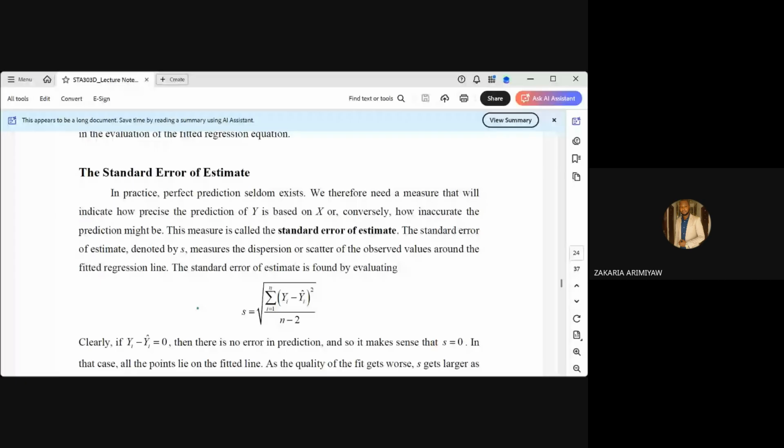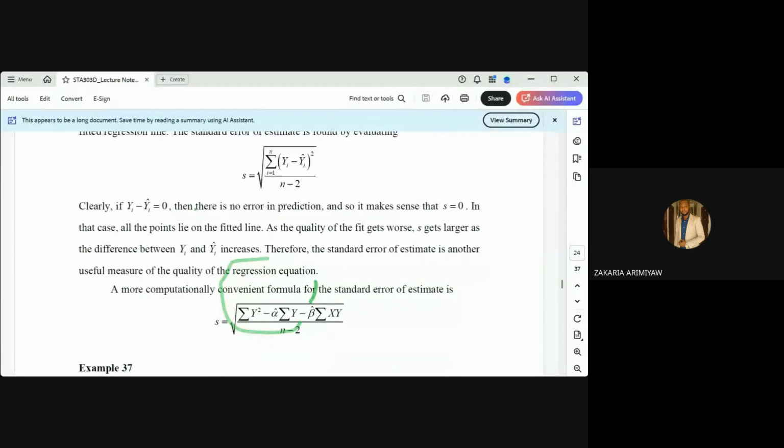Okay, so the formula has been given, and that is what we have here.